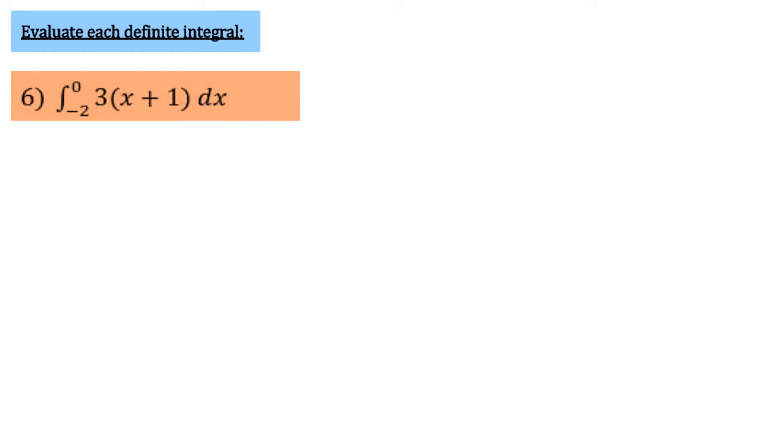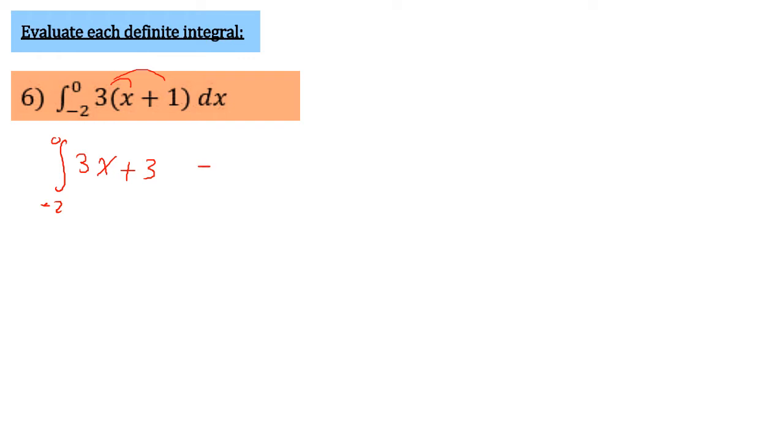Evaluate the definite integral of the function 3 times x plus 1 from negative 2 to 0. The first step I need to do here, before I find the integral from negative 2 to 0 for this function, is to expand it. So it's 3x plus 3.